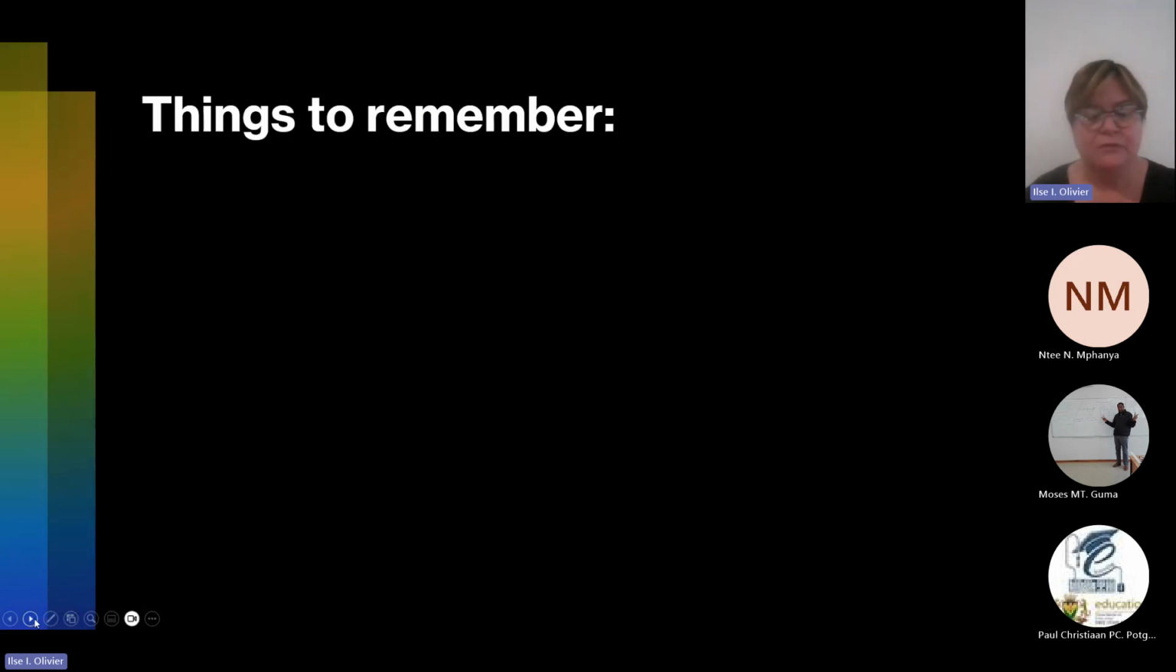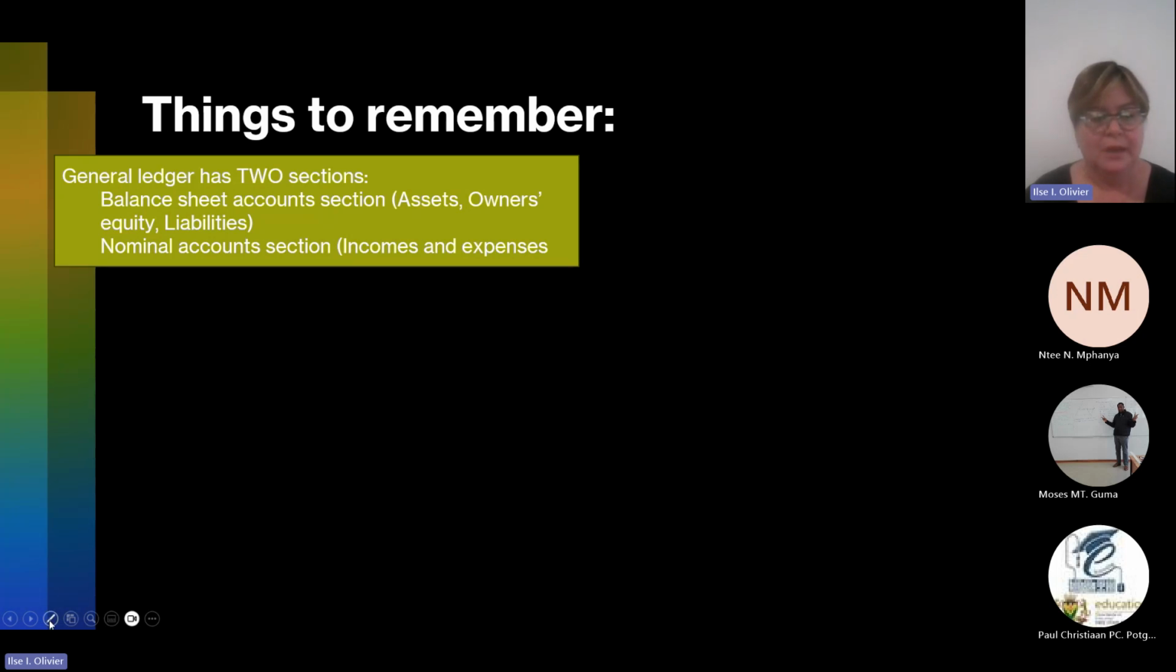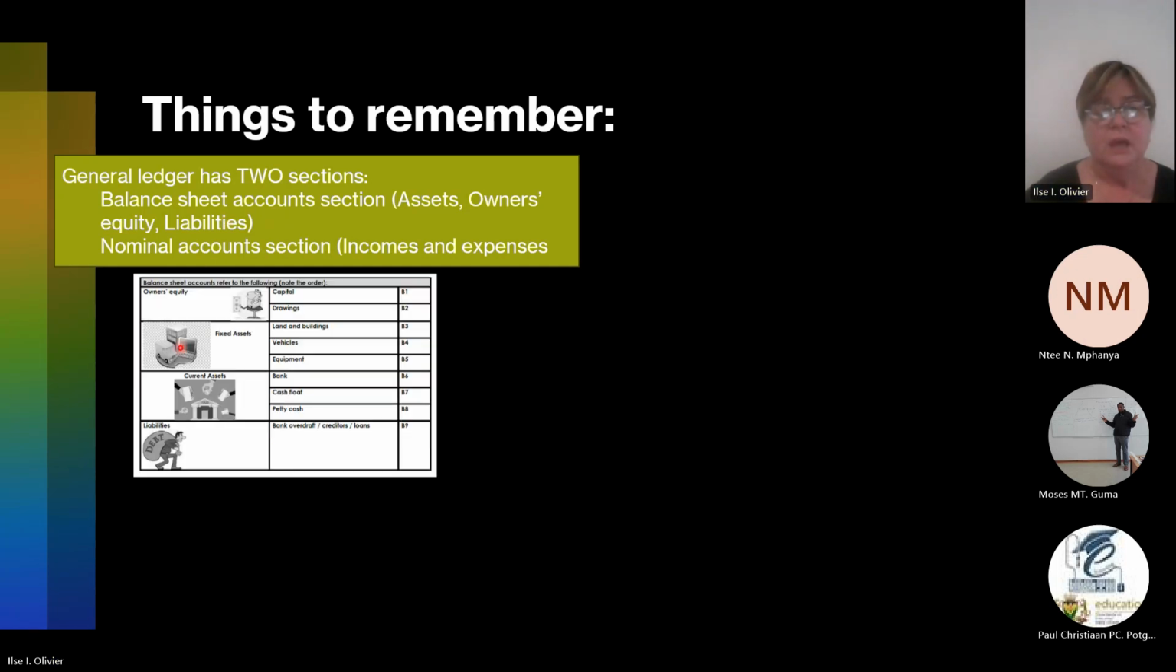Before we start, we have to look at a few things that we must remember. Number one, you must remember that the general ledger has two sections called the balance sheet account section, that consists of your assets, your owner's equity, and your liabilities, and then your nominal account section. In our balance sheet account section, our owner's equity refers to capital and drawings. Fixed assets refer to land and buildings, vehicles and equipment. Current assets refer to bank, cash float and petty cash, and liabilities to our bank overdraft.